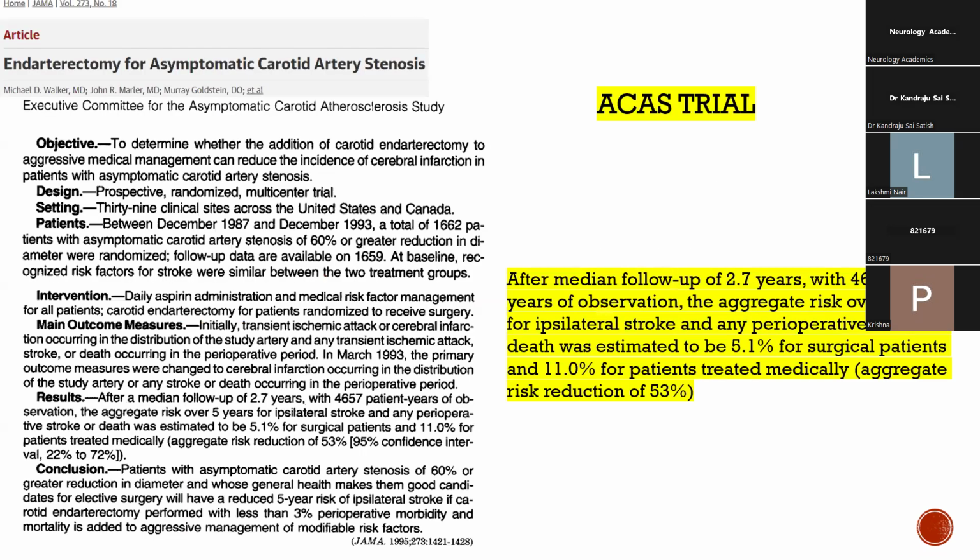So the next study is the ACAS trial, which is the Asymptomatic Carotid Atherosclerosis Study, a prospective randomized multi-center trial. They also found that after a median follow-up of 2.7 years, with 4,657 patient years, the aggregate risk over 5 years for ipsilateral stroke and any perioperative stroke or death was estimated to be 5.1% for the surgical group versus 11% for the medically treated group.